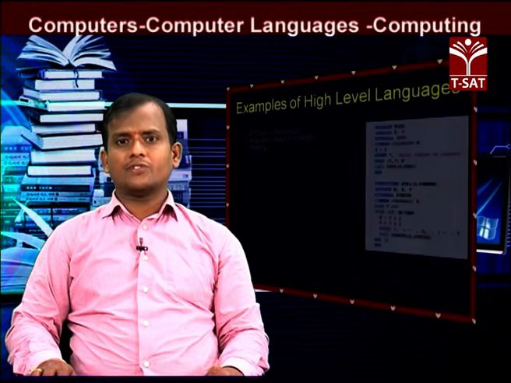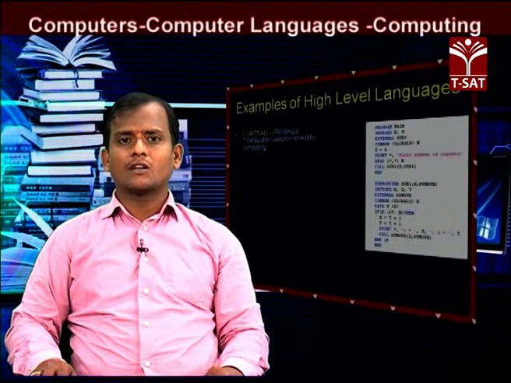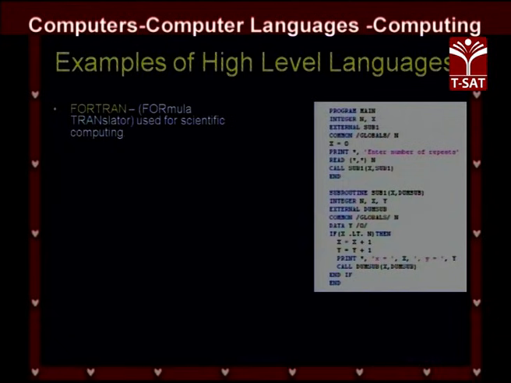A few examples of high level languages: Fortran. So you can see the code, this is how it looks, right? It's similar to C, C++, and used for scientific computing. Again, these languages are specific to a few fields or a few specific tasks. Like this one is mostly used for scientific computing.